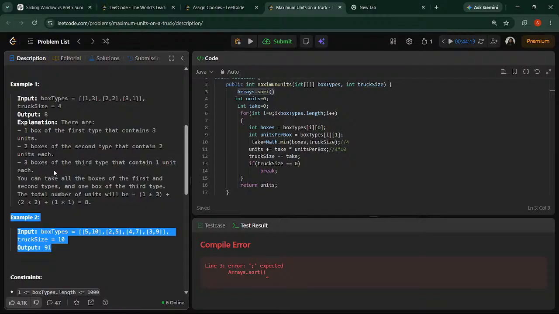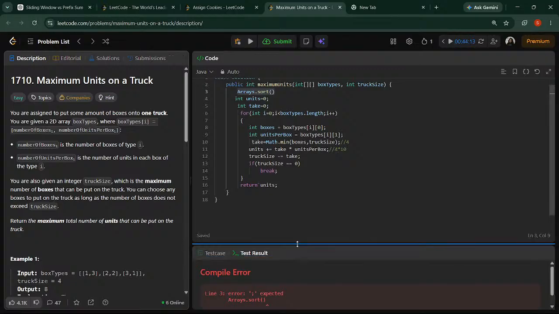Take boxes 3, units 1. Now take will be minimum. That is 3, comma 1, we will be taking a 1. And then the units will be, we got 2 into units per box 1. That is 7 plus 1, 8. So actually I did my trial.